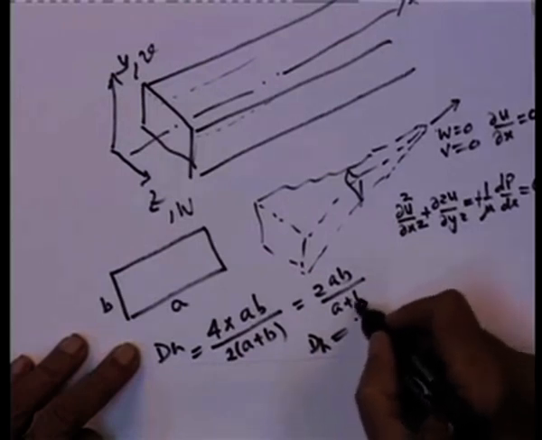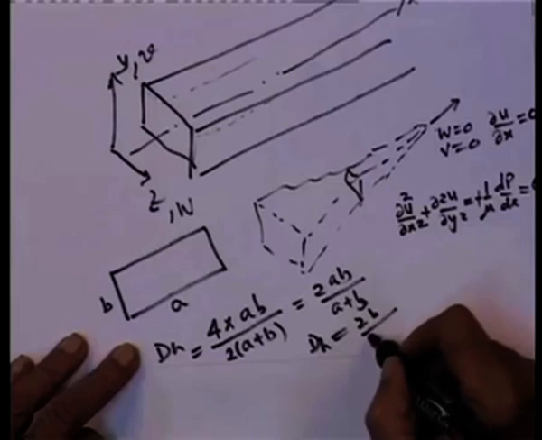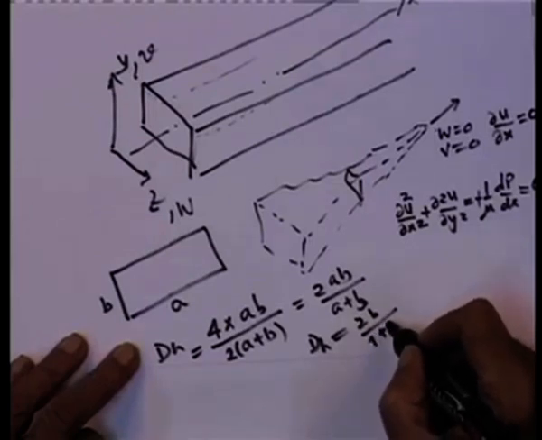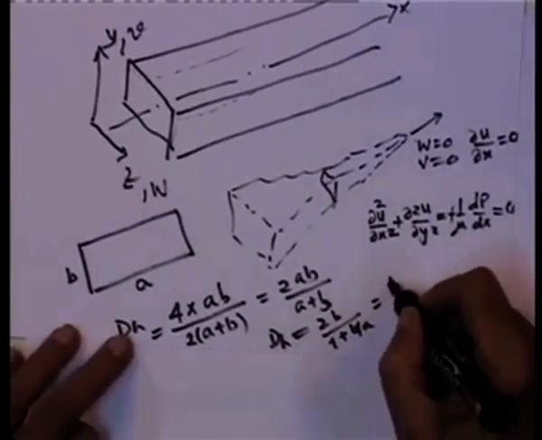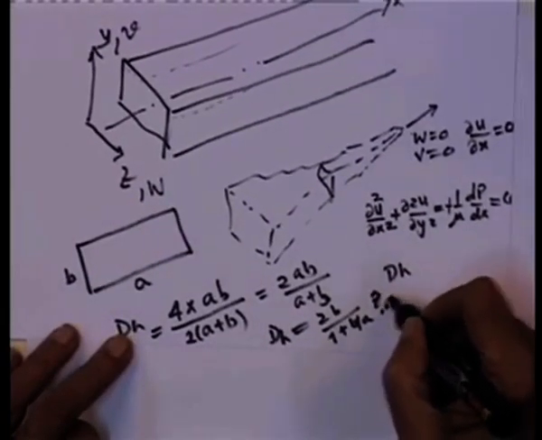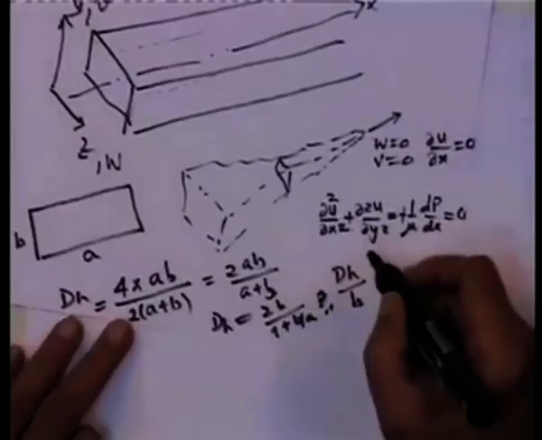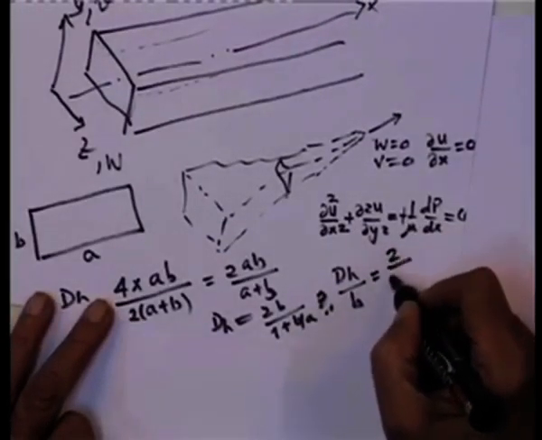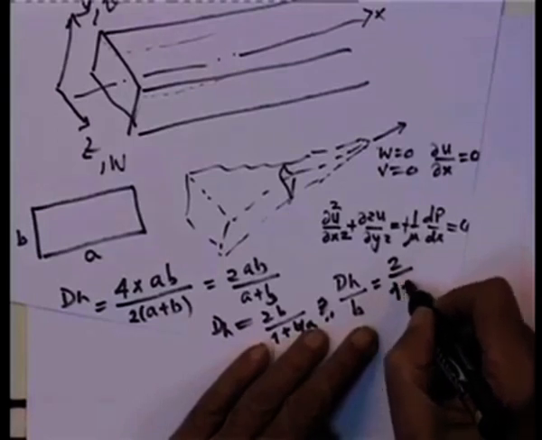So, I get this as 2B divided by (1 plus B by A), which is dH by B, and that will be equal to 2 divided by (1 plus gamma). That is what I have shown here. dH by B would be 2 divided by 1 plus gamma, and gamma is B by A, the aspect ratio.